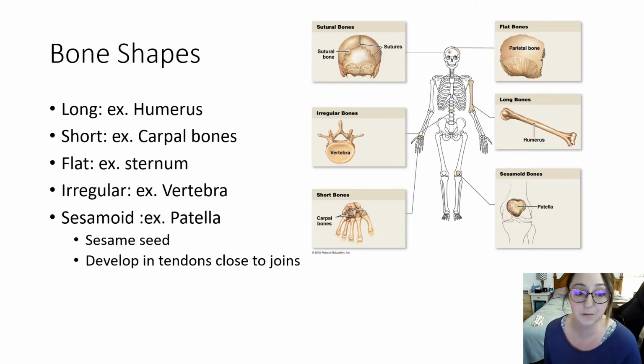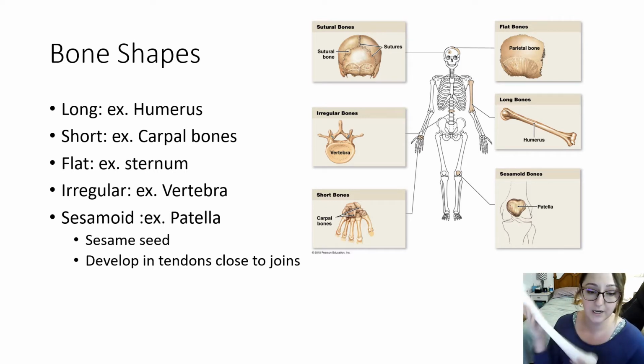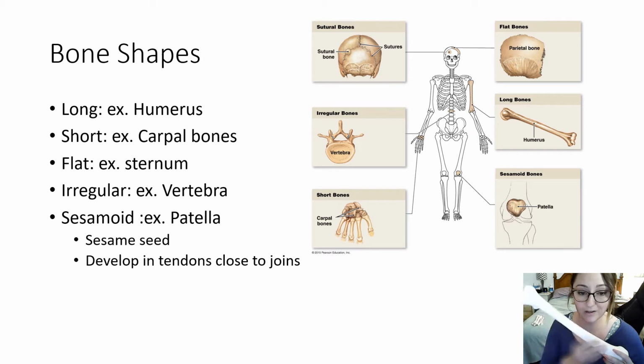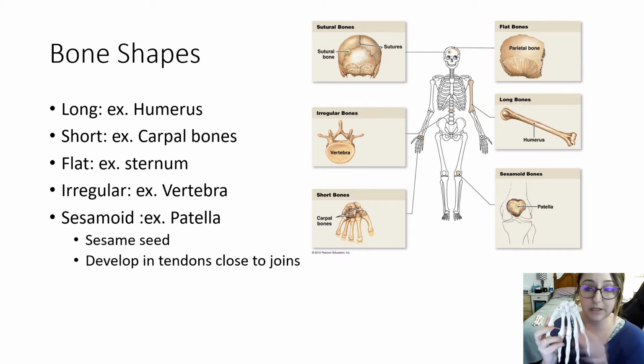First, I want to start with the different bone shapes. There are 5 of them. First is long. That is going to be bones such as the humerus or the femur. As you can see, it is quite a long bone. You have the carpals, which are going to be an example of short bones, so bones in the wrist.